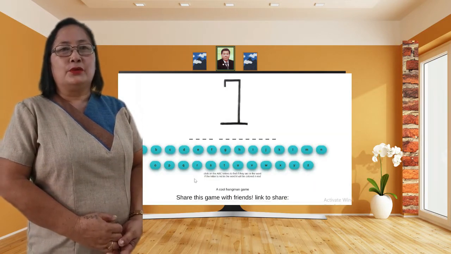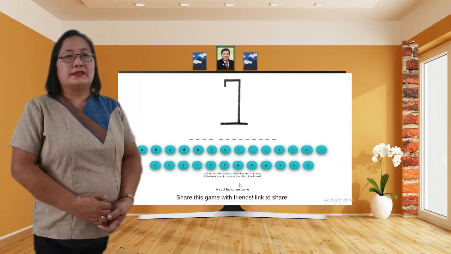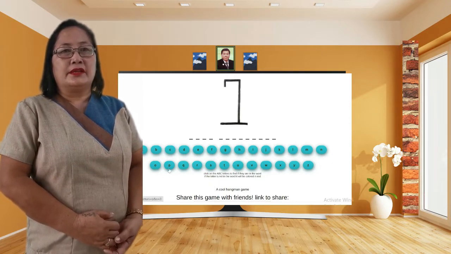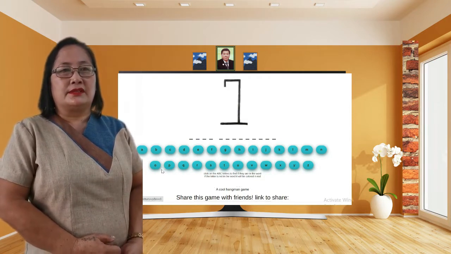This is a Hangman word game. Find out a word or a phrase by guessing the letter before the man gets hung. These words are in the category concerning our health. These two words you need to guess.